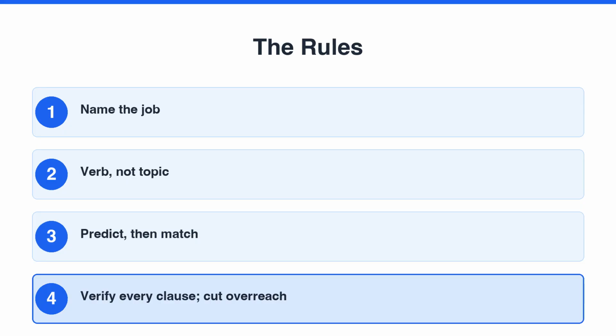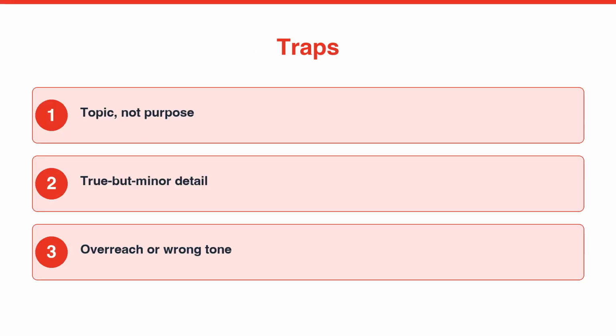Next. Step 4. Verify every clause. Cut overreach. Before you commit, confirm that every part of your pick is actually supported by the text, especially on structure questions, where a choice can be 2/3 right and 1/3 invented. Then cut anything that names a tiny detail, adds a claim or a tone the passage never takes, or just restates the topic. 3 traps do most of the damage on this question type. Same drill, here's the lineup, then we'll take them one at a time.